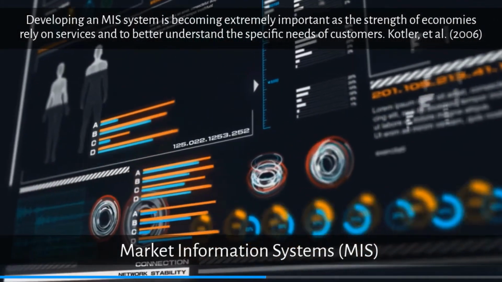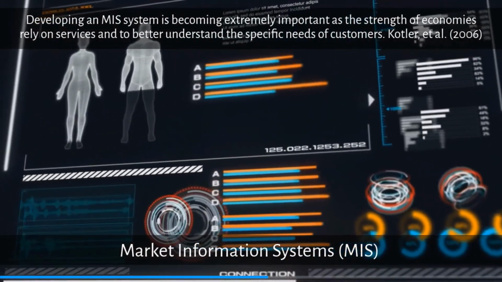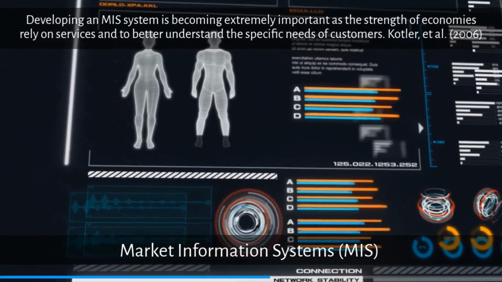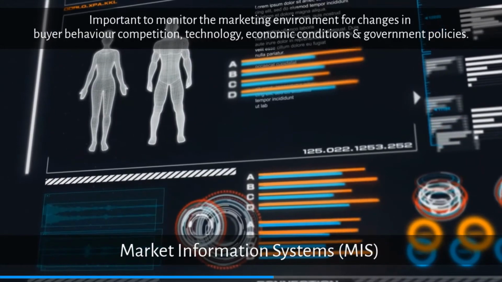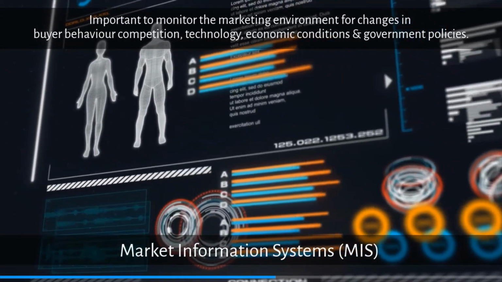MIS refers to the systematic collection, analysis, interpretation, storage, and dissemination of marketing information from both the internal and external sources.